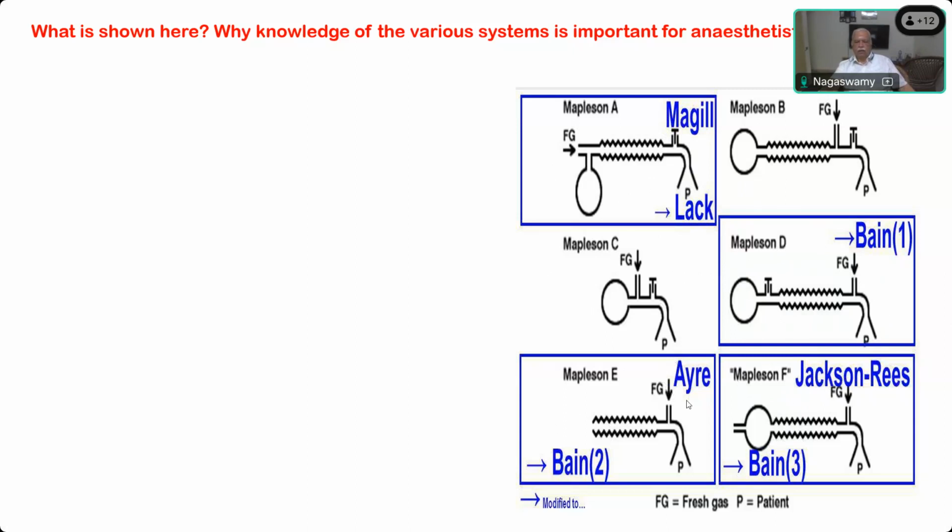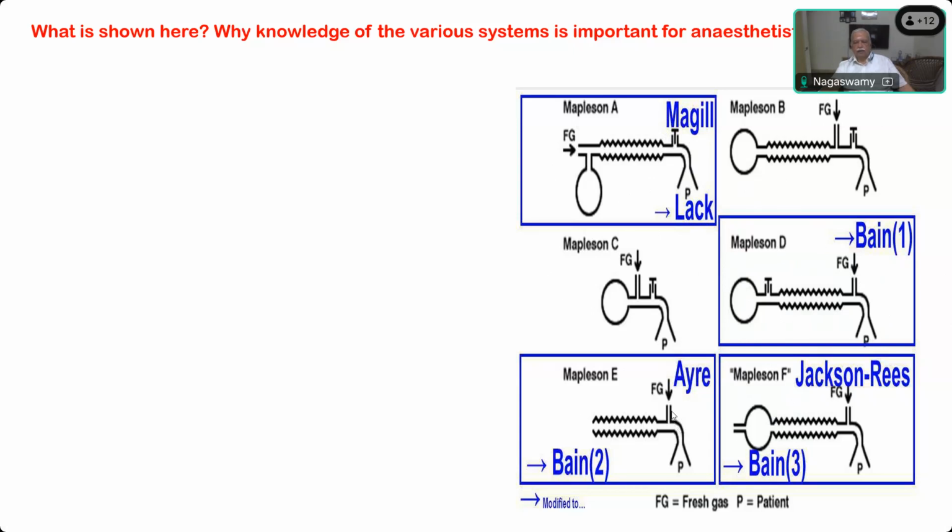And the original construction was... why is it called the T-piece, or Ayre's T-piece circuit? Because it was designed by one Dr. Ayre, a British anesthetist, who called it a T-piece because it has this fresh gas flow inlet. This is the expiratory limb. This is the inspiratory limb. If you imagine this being extended a little bit, it looks like the alphabet T.